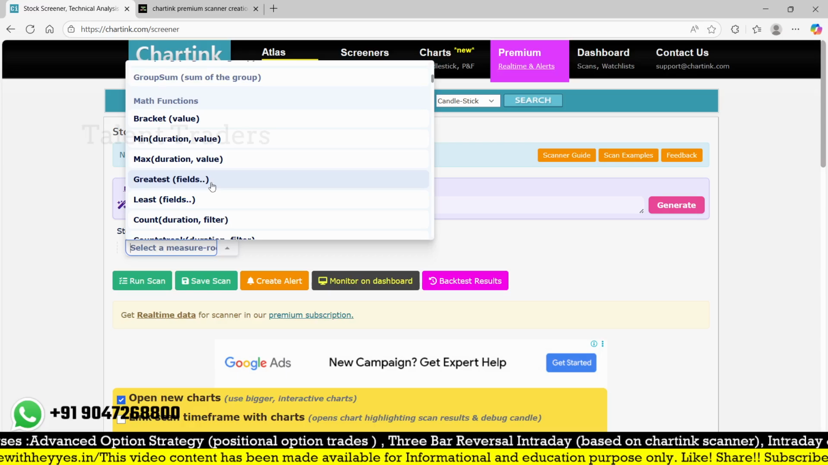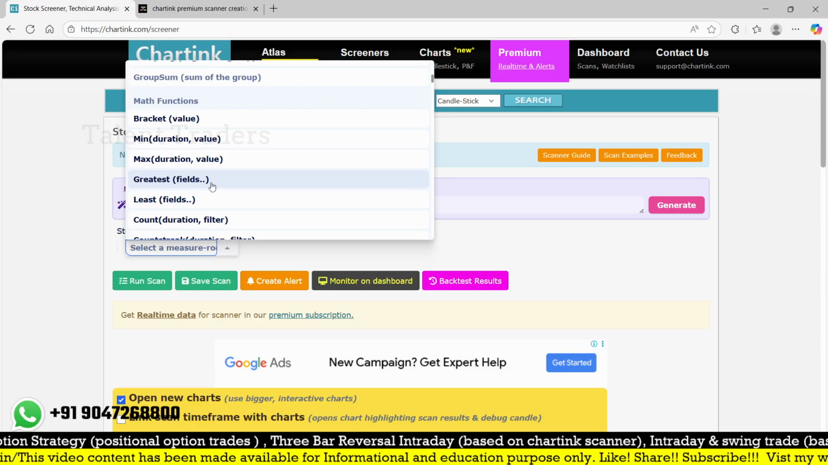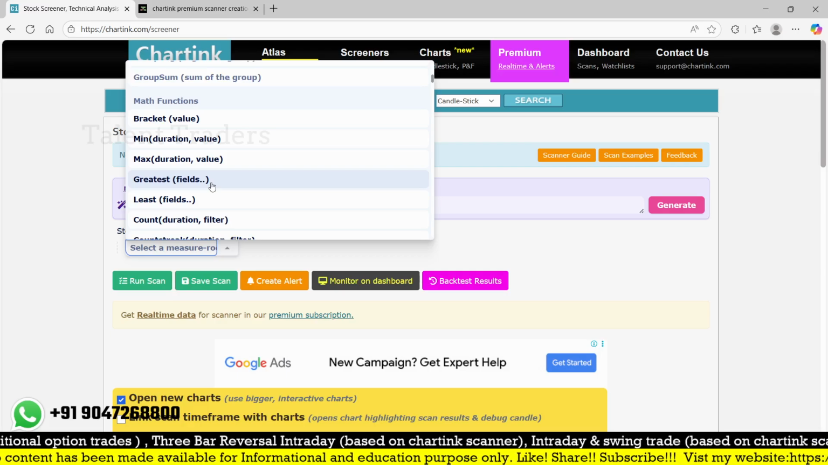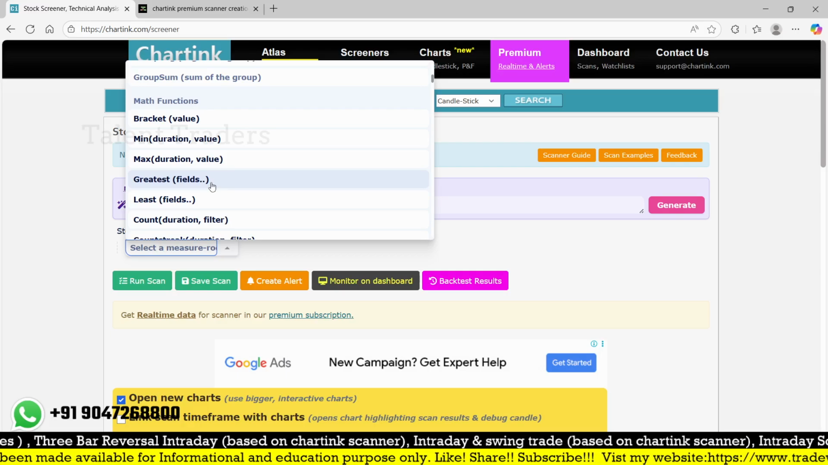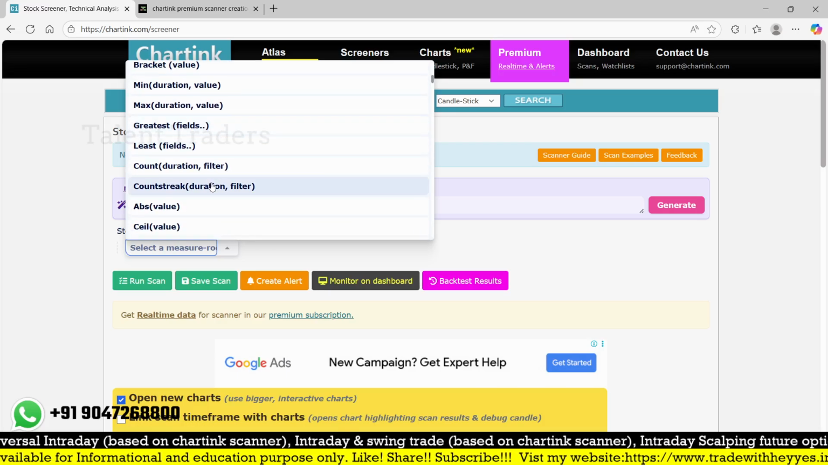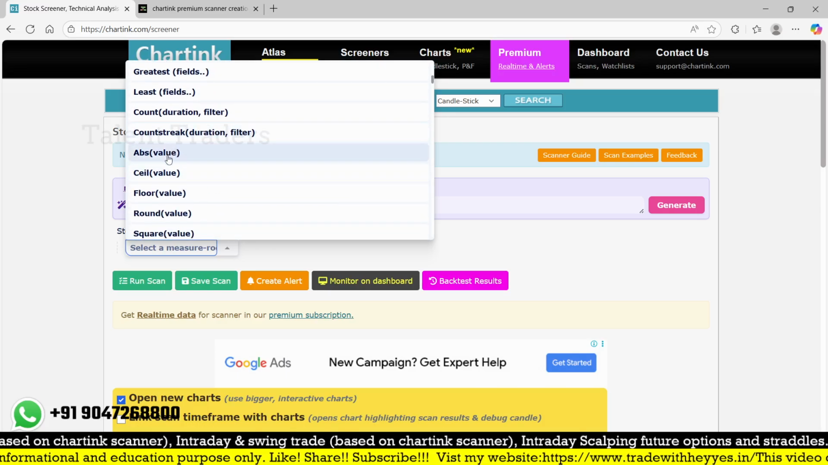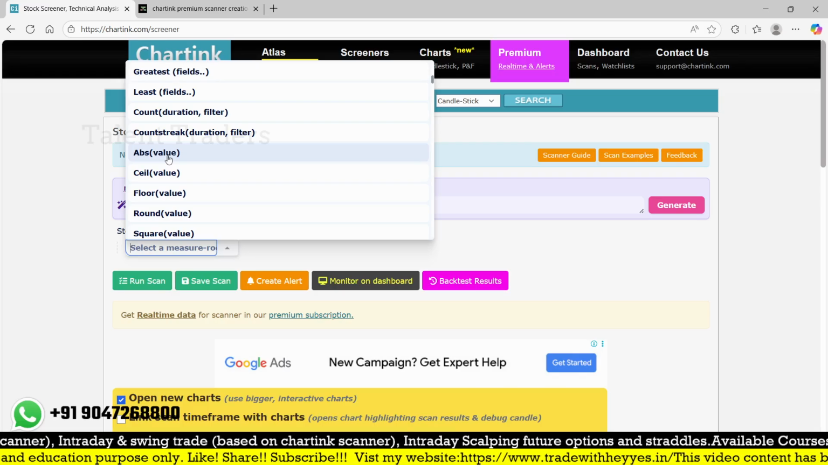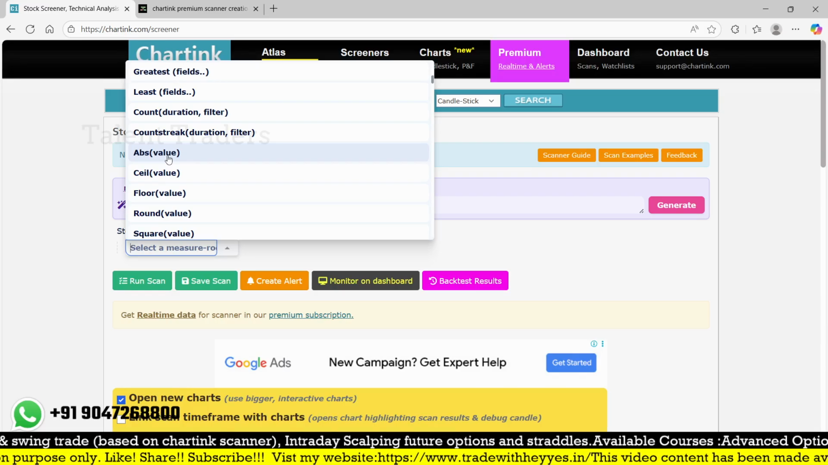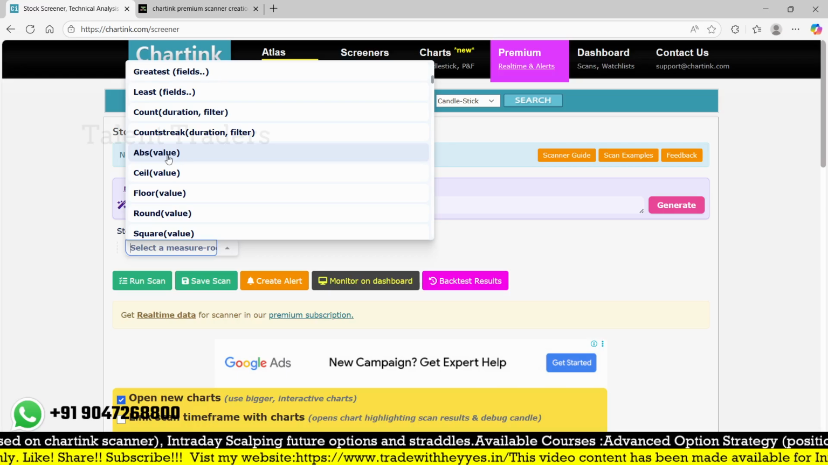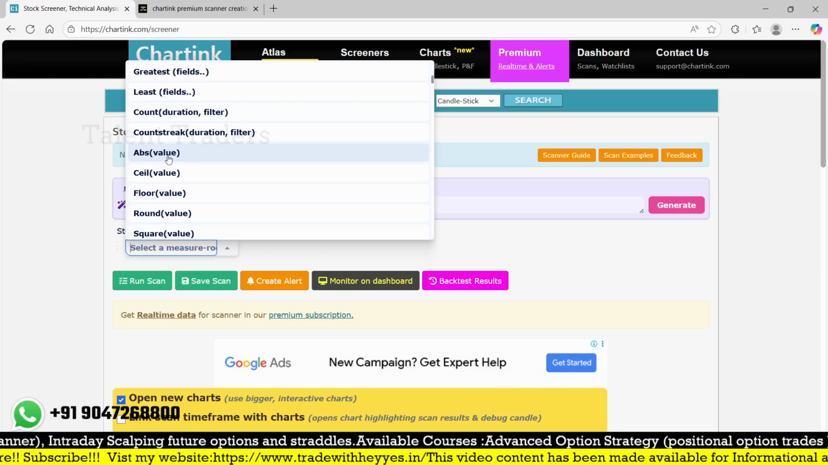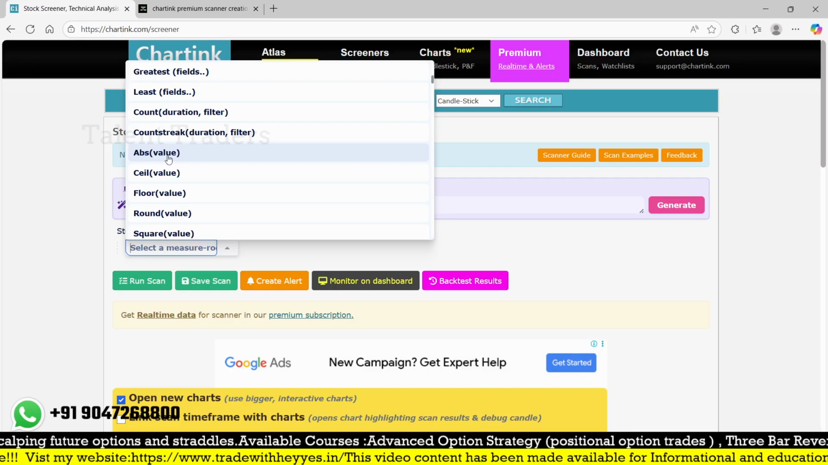For example, we can use combining two values or dividing, and the greatest and least functions. These are the min and max functions which we use while creating the scanner. ABS is about absolute value. In an indicator like CPR, sometimes BC is greater than TC, and sometimes TC is lesser than BC. So it may be altered.